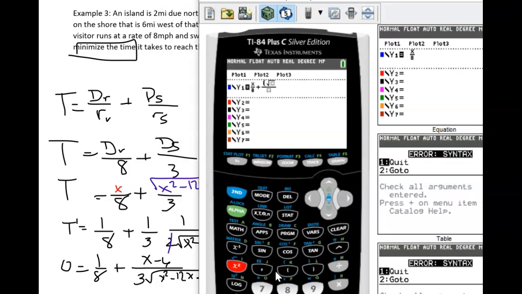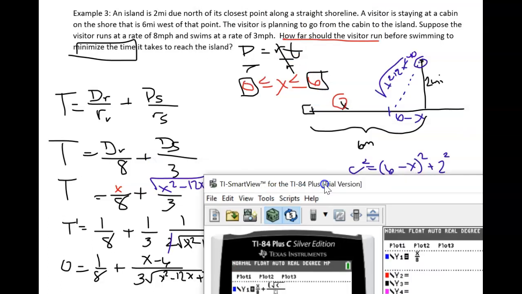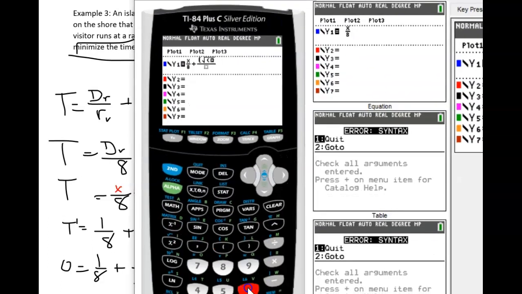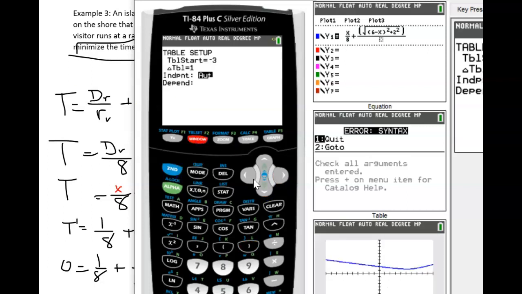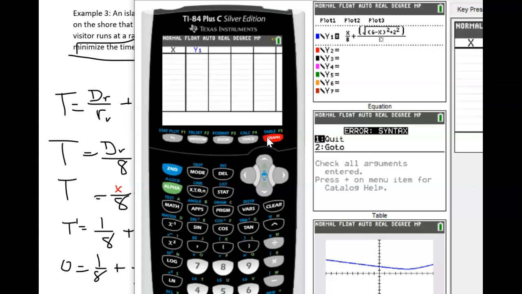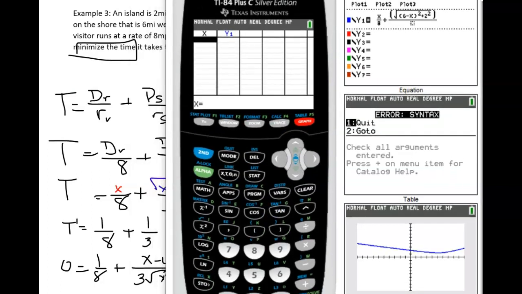So I've got the square root of 6 minus x, quantity squared, plus 2 squared. Good. Close out that parenthesis. I don't think that outer one is necessary, over 3. And then generally I'll set my table to ask, and I'll plug in my values from there. So I am going to head to the table, and I'm going to ask my 3 potential minimums.